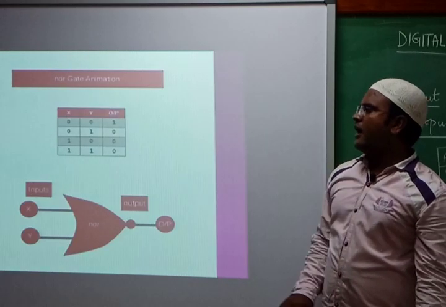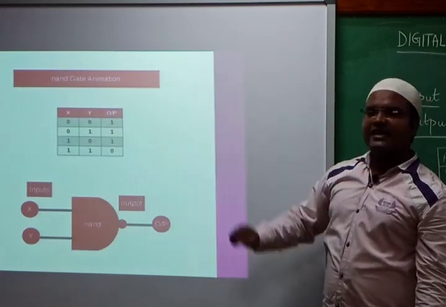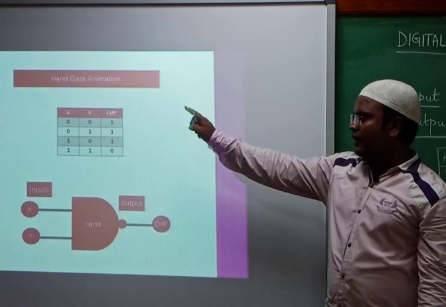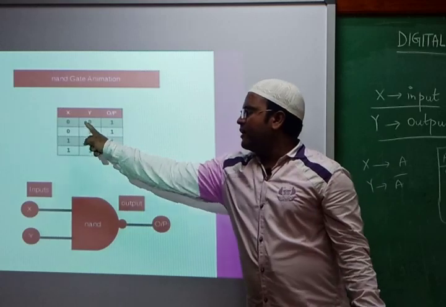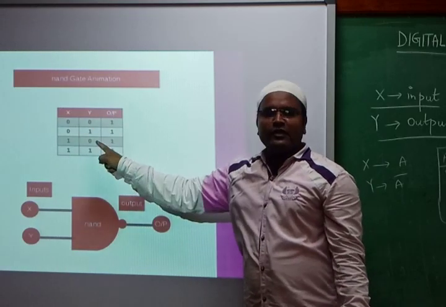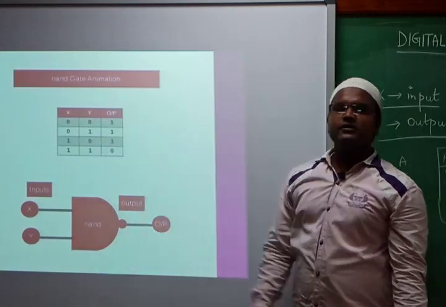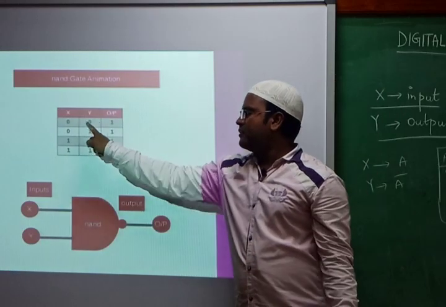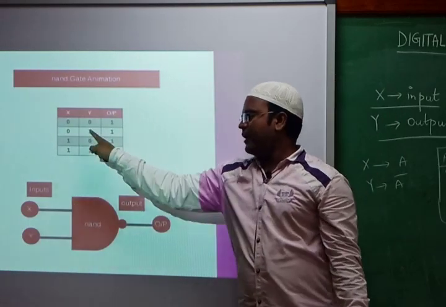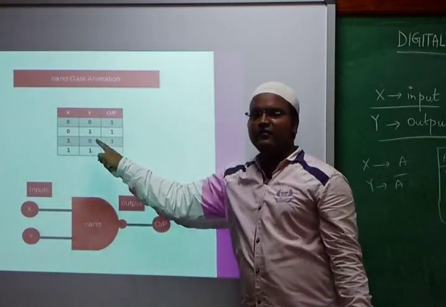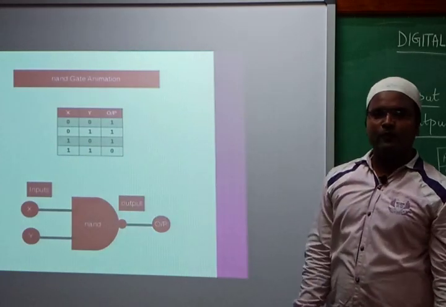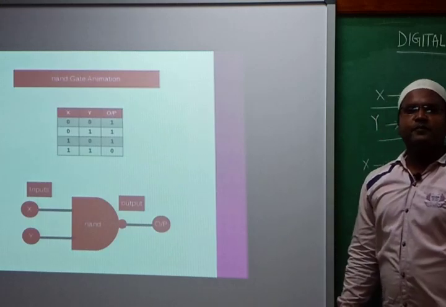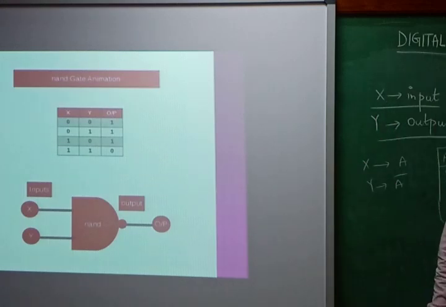Next, the next type of gate is NAND. The NAND gate is NOT plus AND. So what is the conclusion I can write? If any one of the inputs is low, then only the output is high. See, when both are low, the output is high. When any one is low, the output is high. If both are high, then only it will be low. So this is about the previous class discussion.